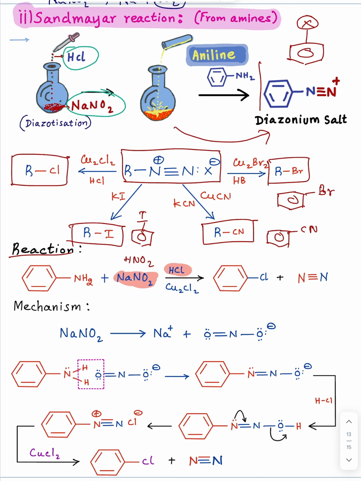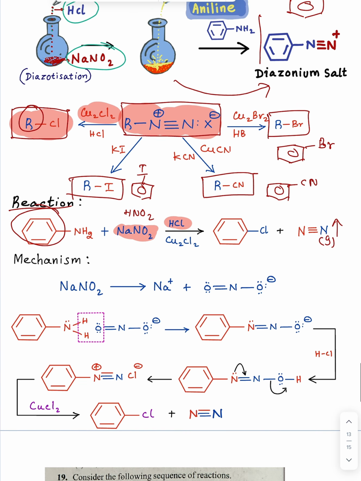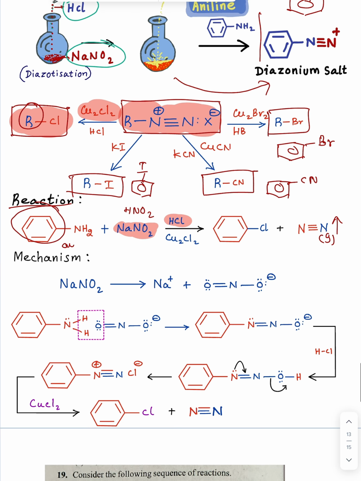That diazonium salt again reacts with the cuprous chloride. So what will happen? I will get the aryl chloride. In this derivative, instead of the R group I have the benzene ring. So definitely I can expect that it's chlorobenzene. What about the byproduct? The N2 gas will be liberated. Now in this mechanism, I just explained how you can convert aniline into chlorobenzene.